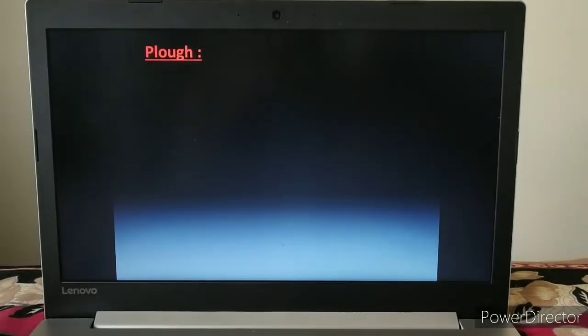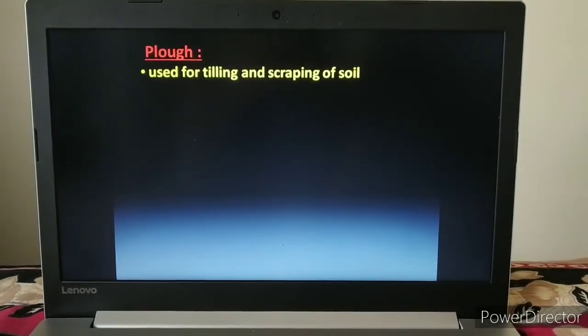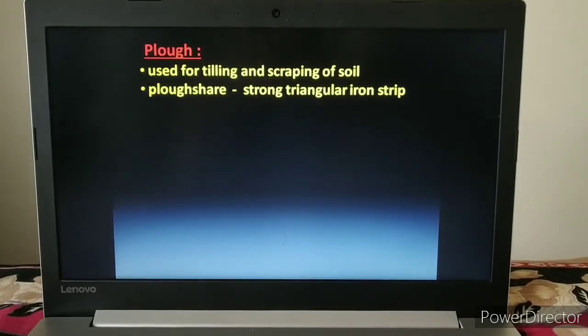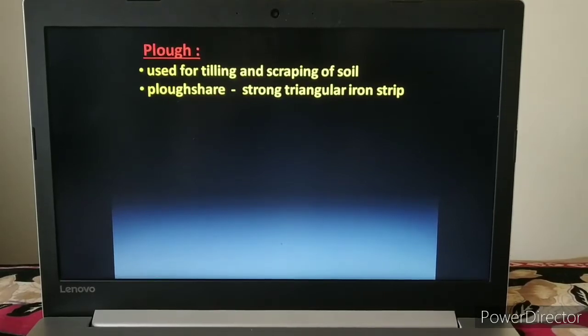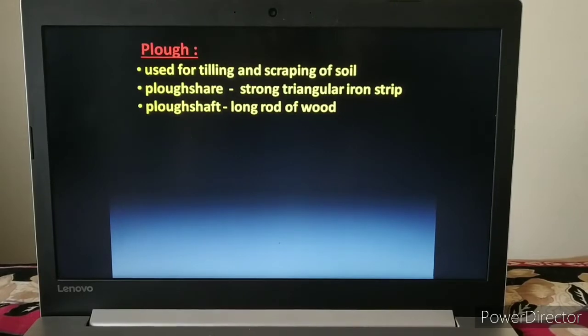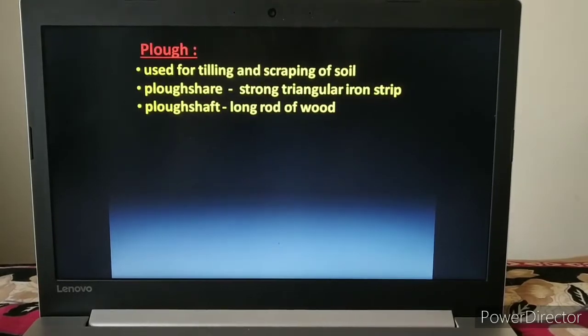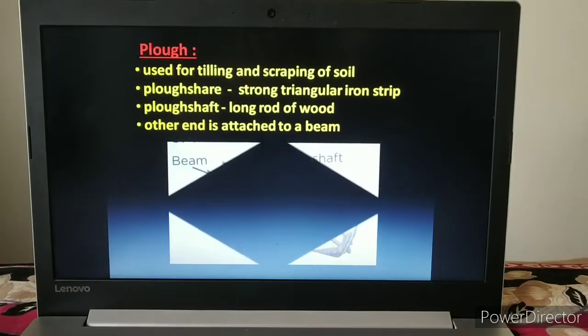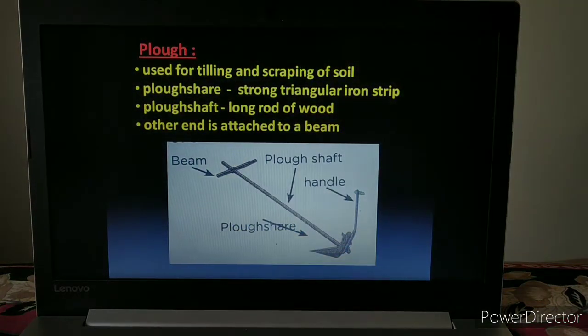So first one, plow. This plow is used for tilling and scraping of soil. It has a strong triangular iron strip which is called plowshare. It has a long rod which is made of wood that is called plow shaft. And the other end is attached to a beam. This beam is kept on the neck of the bull.